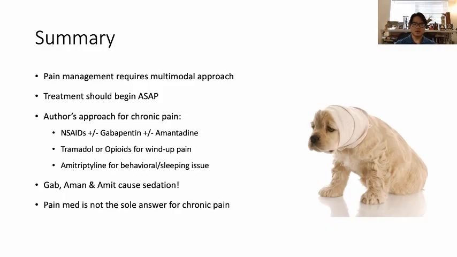And amantadine usually doesn't cause a lot of sedation compared with gabapentin. But if the patient shows more nerve pain or has more of a nerve pain component, then I might consider gabapentin over amantadine because gabapentin is meant to treat nerve pain. For various chronic and poorly controlled pain, sometimes I would combine all three together: NSAID, gabapentin, and amantadine. I would use tramadol or opioids occasionally for wind-up pain.